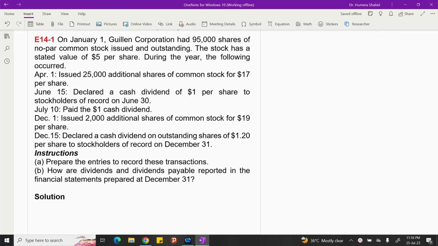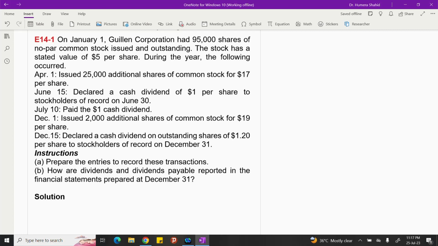On January 1st, Gulin Corporation had 95,000 shares of no par common stock issued and outstanding. If it is no par, we should have a stated value, or they should clearly write no par, no stated value. So the stock has a stated value of $5 per share. During the year, the following occurred.